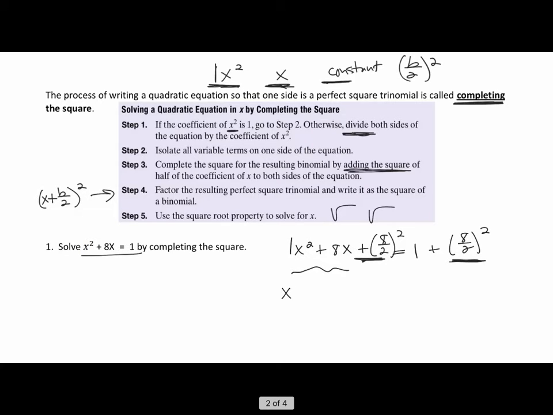So on the left side, we have x squared plus 8x plus half of 8, which is 4 squared. So 1 plus 16 on the right side. We know that this side perfectly factors to x plus half of b, so half of 8 is 4, quantity squared. And on the right side, 1 plus 16 is 17.